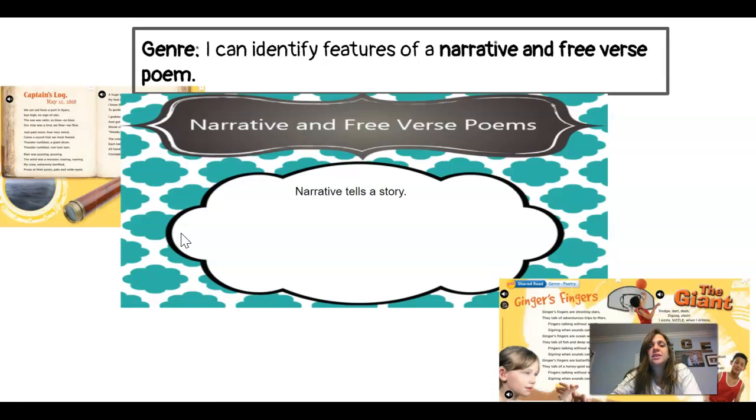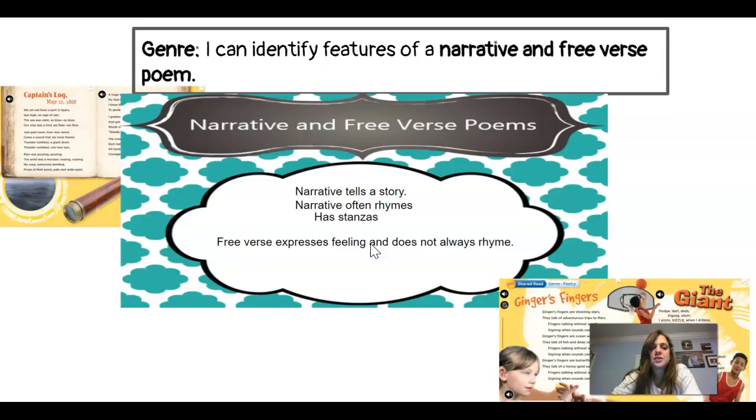So what is narrative? A narrative tells a story. Kind of like a personal narrative. You tell your personal story when you write a personal narrative. Narrative is just a fancy word for story. Narrative often rhymes. It has stanzas, and in those stanzas, there will be a specific group of lines. A free verse expresses feeling and does not always rhyme. It can rhyme. And it does not always have the same number of lines in each stanza.